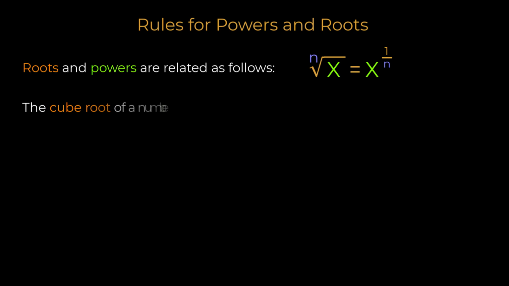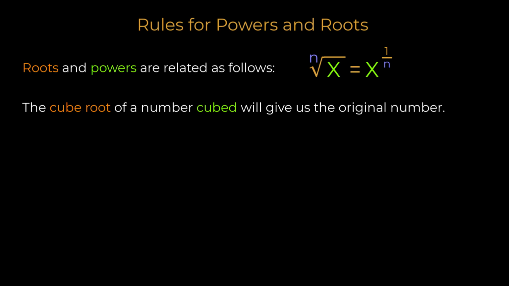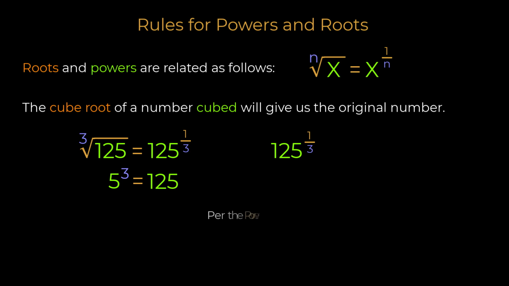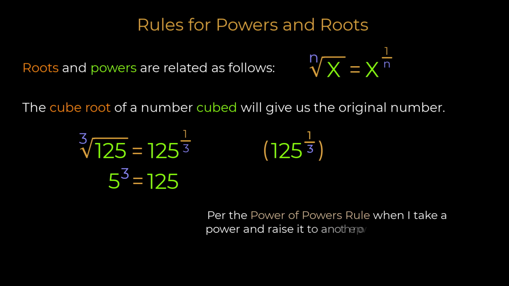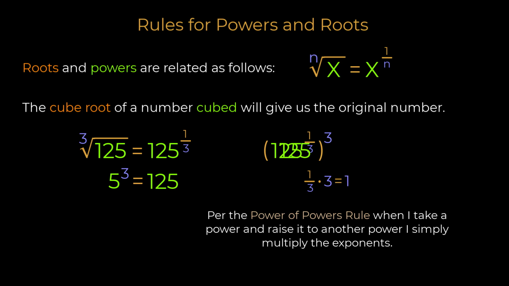If I took the cube root of a number and cubed it, then I would get that original number back, right? For instance, the cube root of 125 is 5. 5 cubed is 125. This is exactly what I get if I write the cube root of 125 as 125 to the 1/3 power. For the power of powers, when I take 125 to the 1/3 power raised to the 3rd power, I simply multiply the exponents. 1/3 times 3 is 1. 125 to the 1st power is 125.